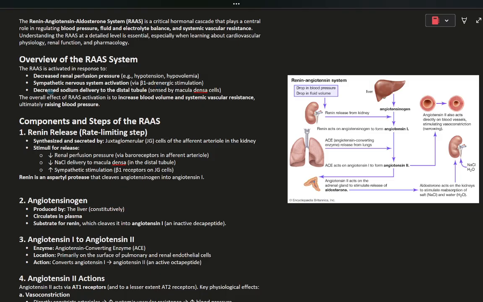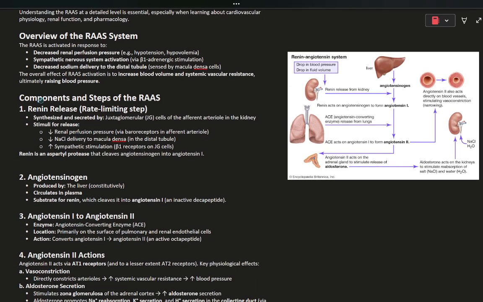Also, if there is decreased sodium delivery to the distal tubule, this is going to trigger the RAAS system, once this decreased sodium delivery is sensed by the macula densa cells in the nephron. And so, the overall effect of the RAAS activation is to increase blood volume and systemic vascular resistance, which will then lead to increased blood pressure.